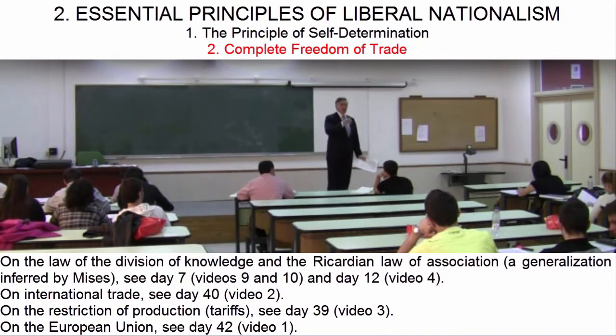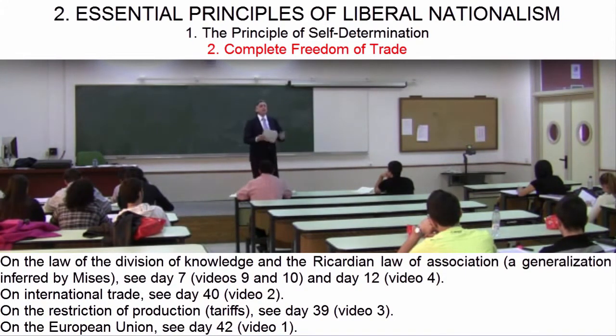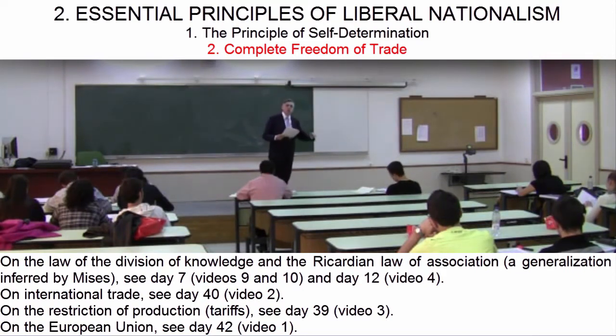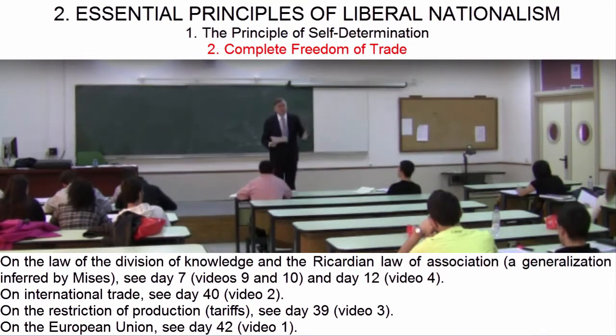Free trade means that borders must disappear, restrictionist trade measures must disappear, tariffs must disappear, and goods and services must flow freely. In fact, this was one of the guiding principles, the customs union, of the founding of the European Economic Community, which preceded the European Union.